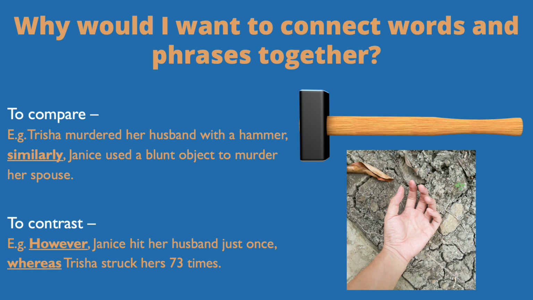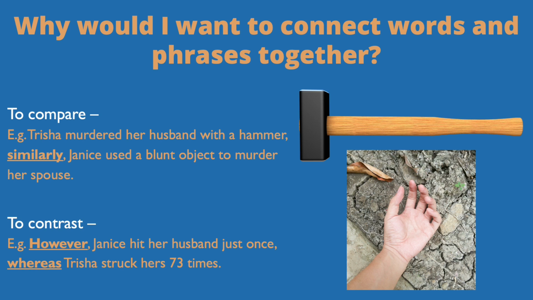So the first example we have is used to compare two situations. It'll say how they're similar or different. So the example sentence: Trisha murdered her husband with a hammer. Similarly, Janice used a blunt object to murder her spouse. Now, the linking term there, of course, is similarly, meaning that these two murders are in some way the same as each other.